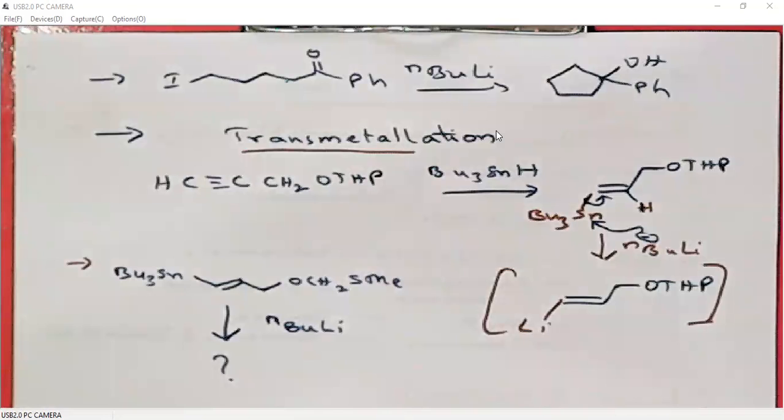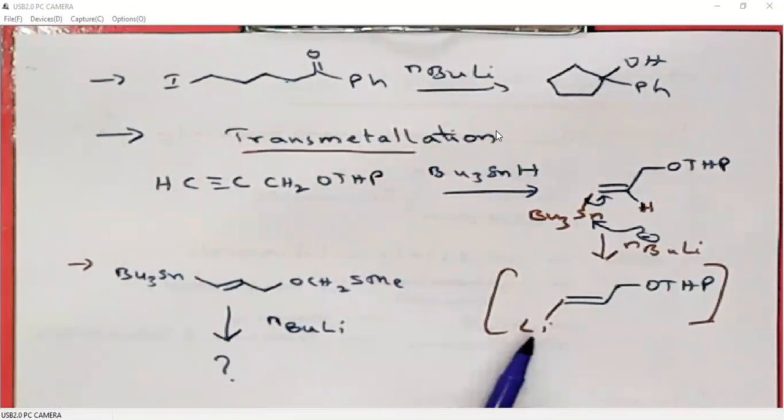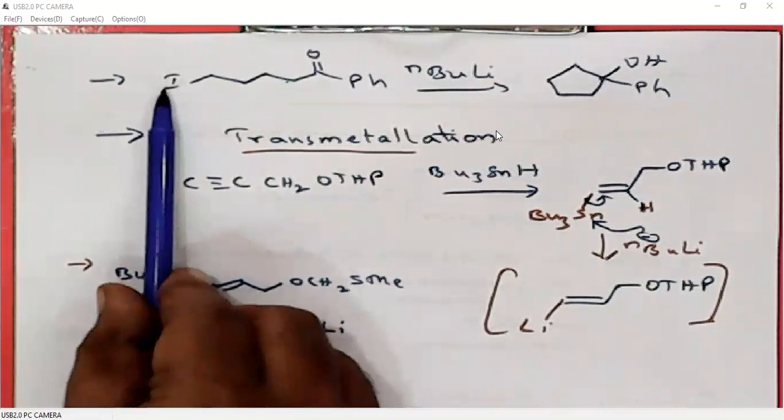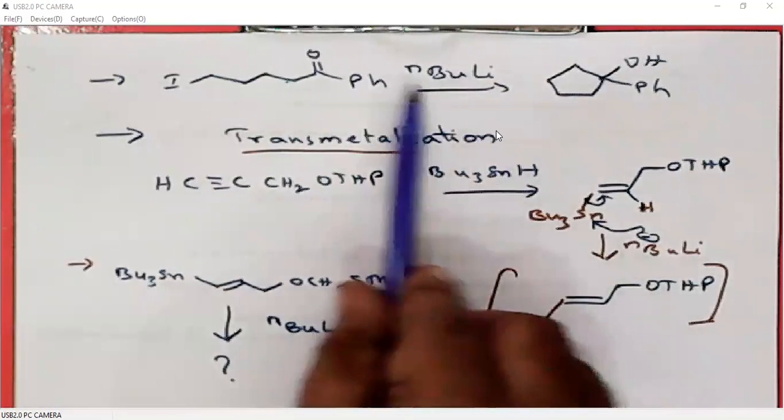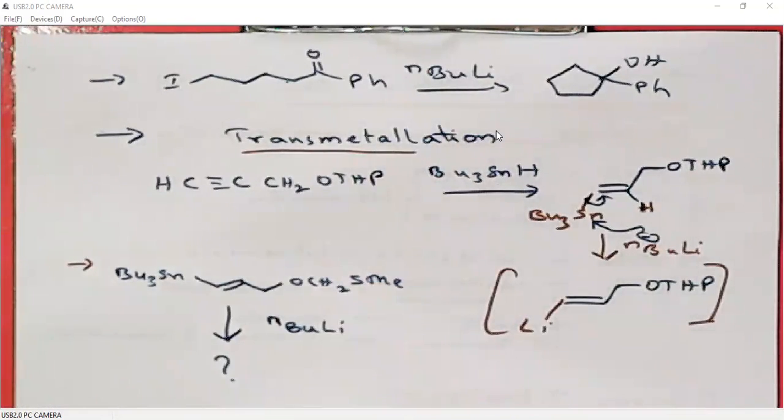Please remember, metal halogen exchange reactions and transmetallation reactions are stereospecific in nature. That means wherever the halogen or metal is there, that position lithiation will occur. So instead of tin, now we will get lithium metal. If it is halogen, in the halogen we will get lithium. So these are stereospecific reactions.